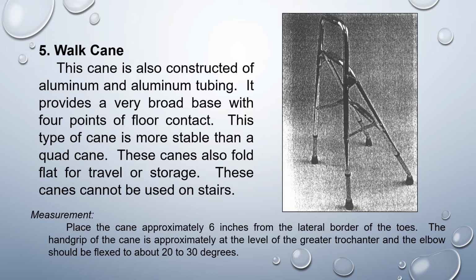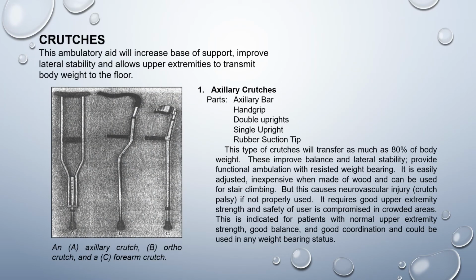Then measurement. Place the cane approximately 6 inches from the lateral border of the toes. The hand grip of the cane is approximately at least at the level of the greater trochanter, and the elbow should be flexed to about 20 to 30 degrees flexion. So remember, lahat po 20 to 30 degrees flexion, even crutches. Okay, the last assistive device is the crutches.